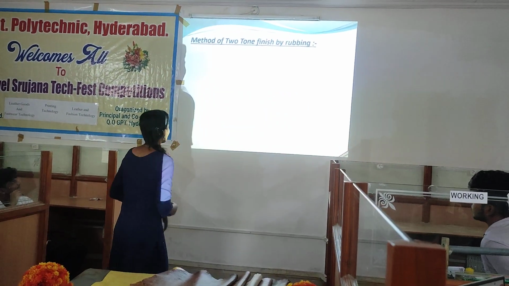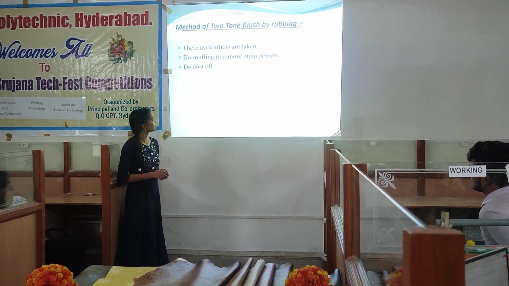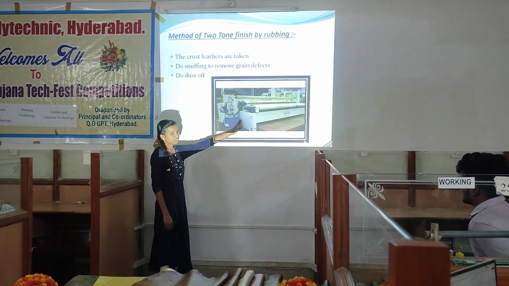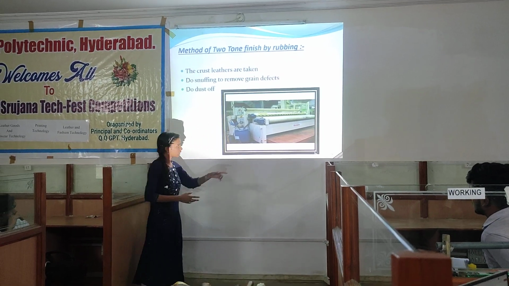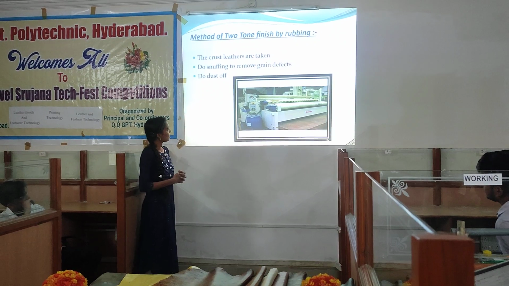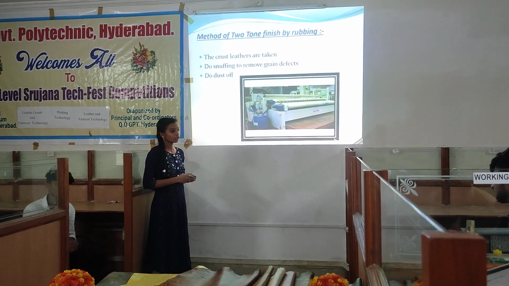Next we will see the method of the rubbing technique. The crushed leathers are taken and do buffing. This is the buffing machine. We will keep the leathers into it. The leathers are rubbed with these blades, so the leather will become soft and smooth. After the leathers become soft and smooth, we can give the equal shape to the leather.